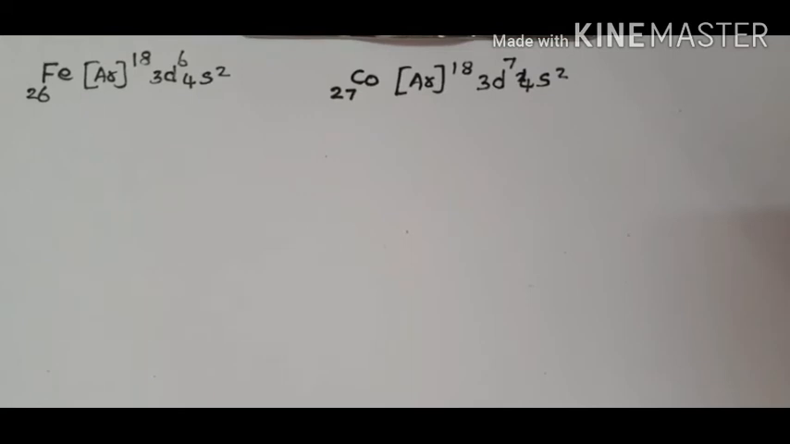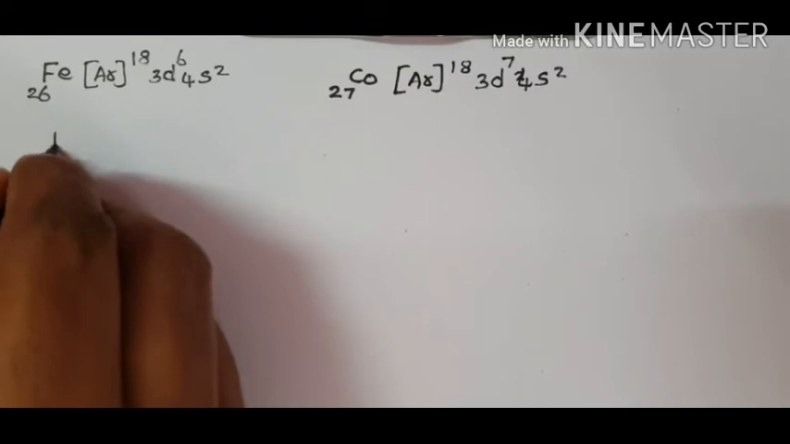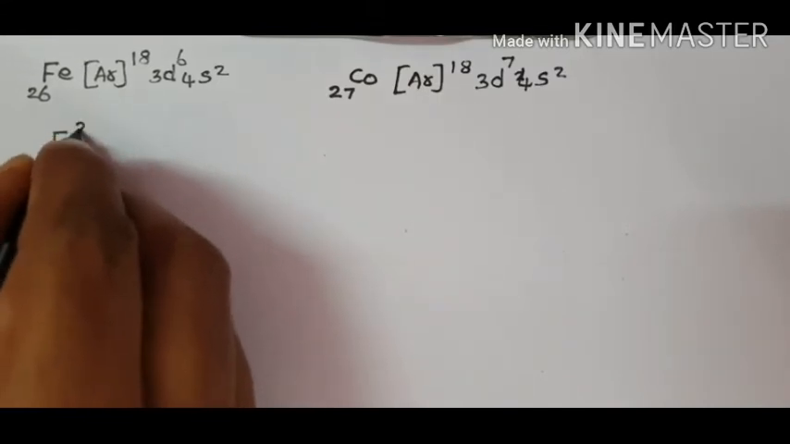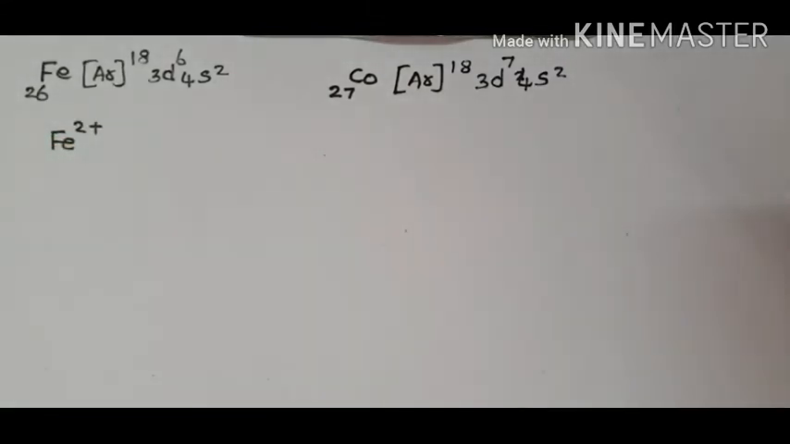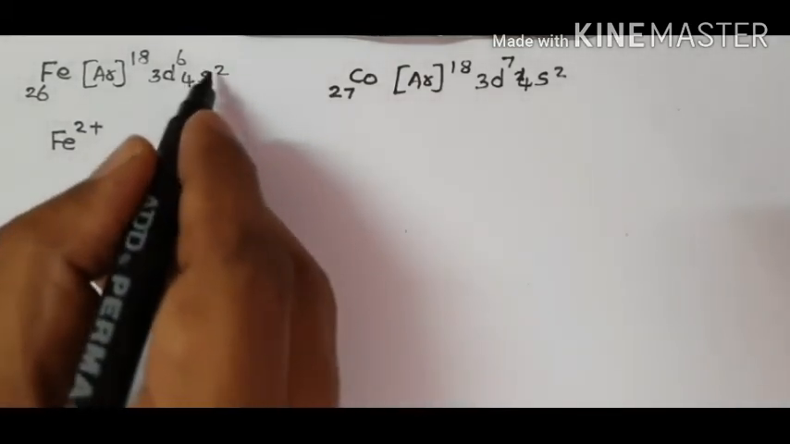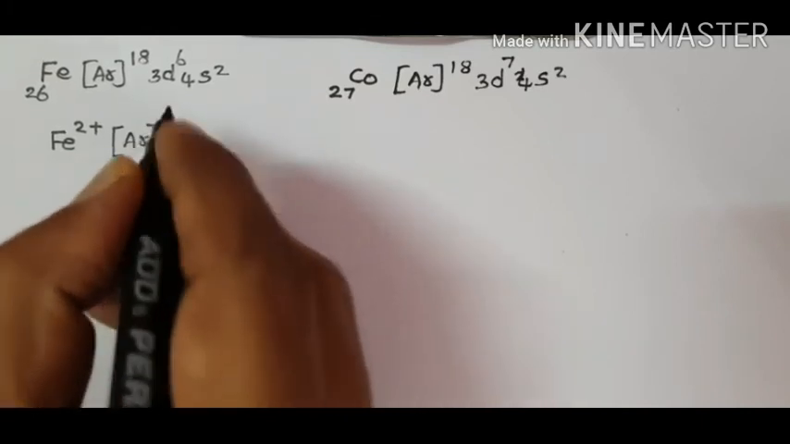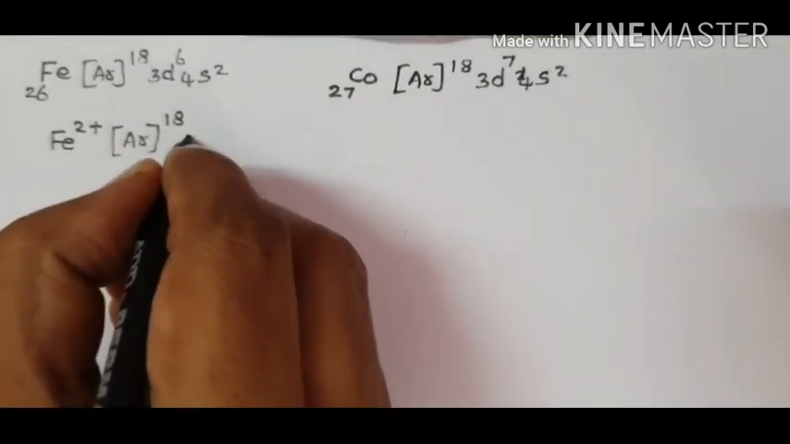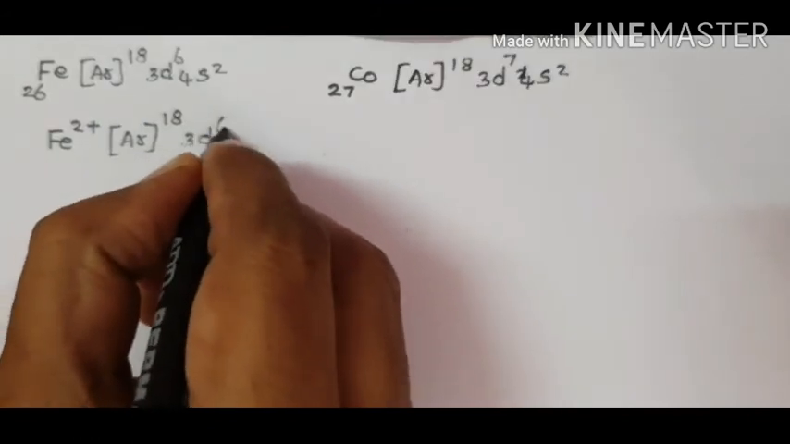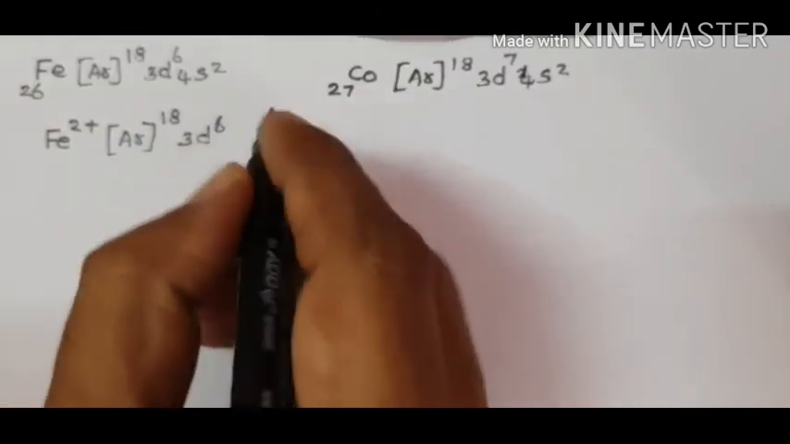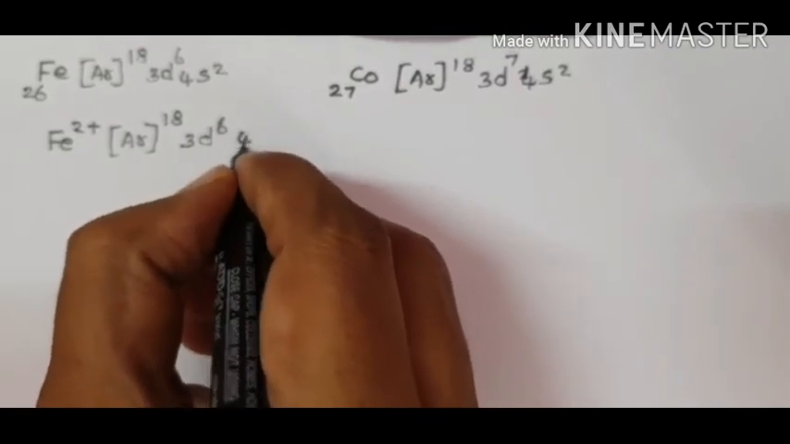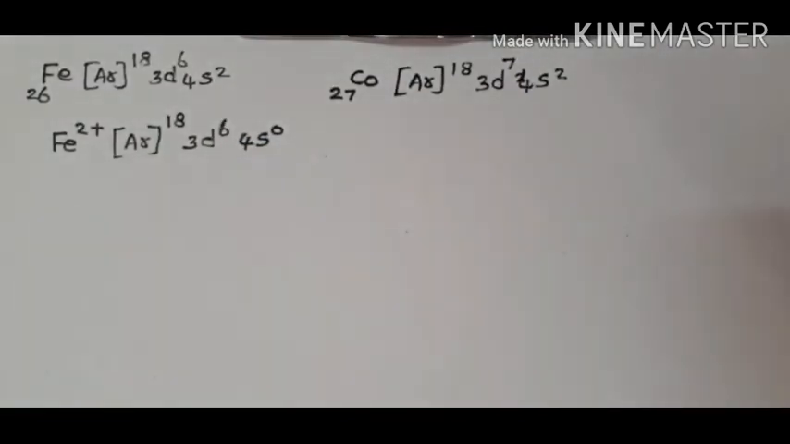Now we are going to calculate the magnetic moment of two ions. One is the Fe2 plus ion. 2 plus indicates loss of how many electrons? 2 electrons. So these 2 electrons are removed from the 4s level. The electronic configuration is argon 18 3d6 4s0.